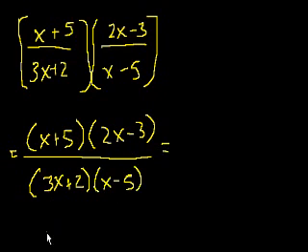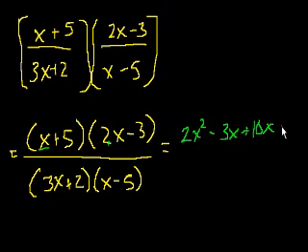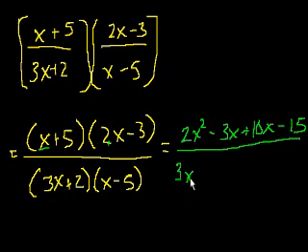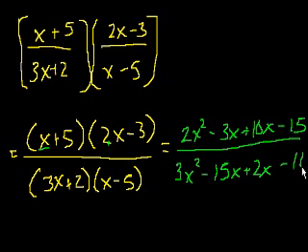And now we just multiply both binomials. Do it in green. X times 2x, 2x squared. X times minus 3, minus 3x. 5 times 2x, plus 10x. 5 times minus 3, minus 15. Fair enough. Now if you do the denominator, 3x times x is 3x squared. 3x times minus 5, minus 15x. 2 times x, plus 2x. 2 times minus 5, minus 10.